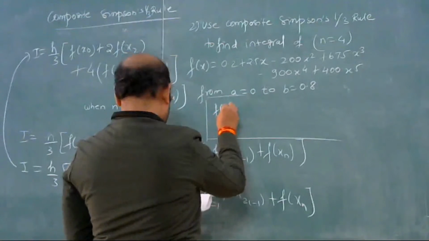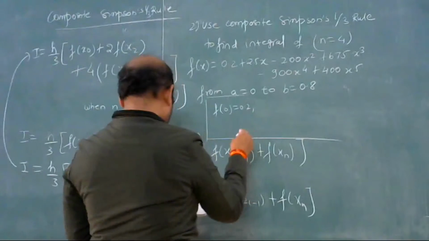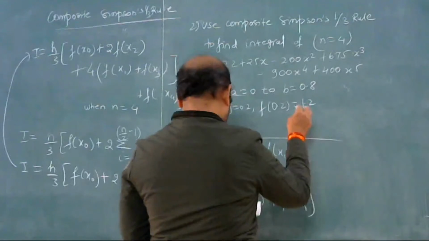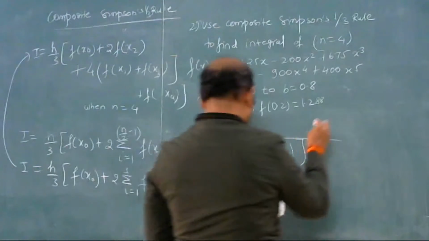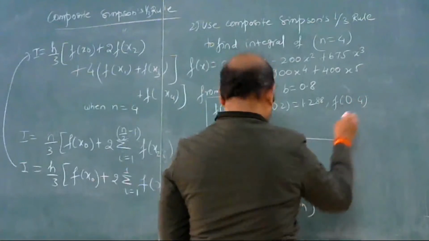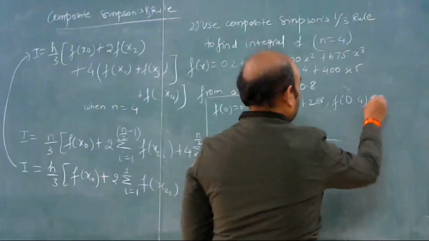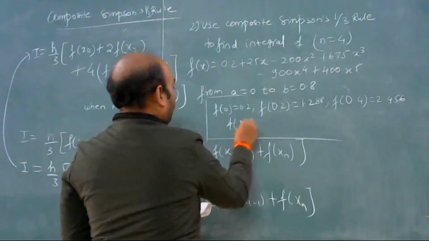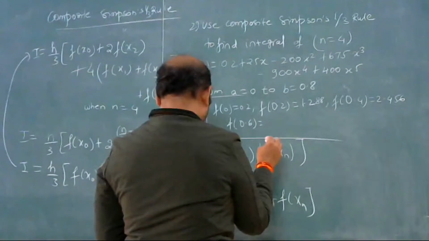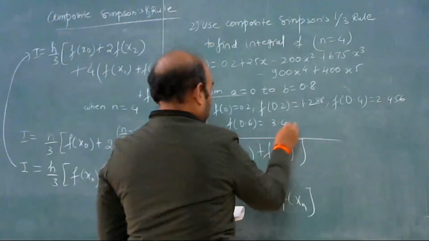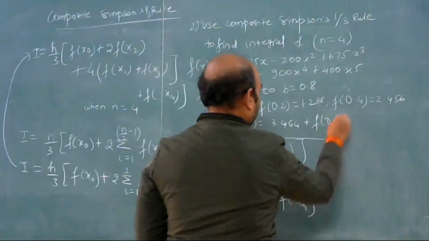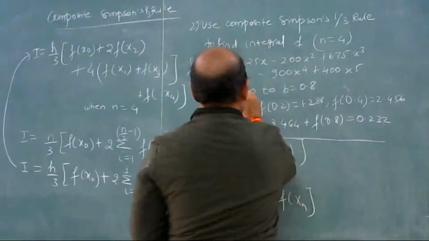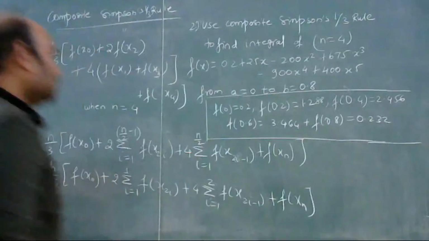So f of 0 is 0.2, f of 0.2 is equal to 1.288, f of 0.4 is 2.456, f of 0.6 will be equal to 3.464, plus f of 0.8 is equal to 0.23.